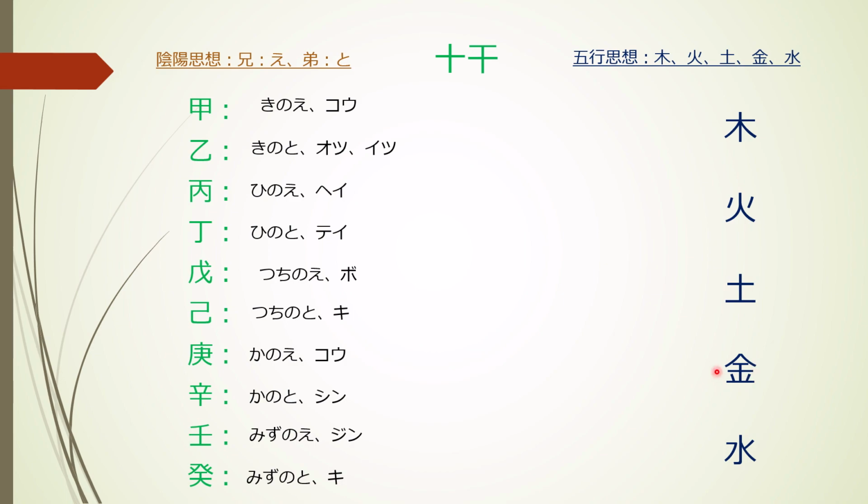Underneath is metal. It's the character for gold. Kin would be the onyomi. Kane would be the kunyomi. So Kano e, Kano to, and the last one, water, mizu. Mizu is the kunyomi, the native Japanese. Sui is the onyomi. We can call it the Mizu no e, Mizu no to.